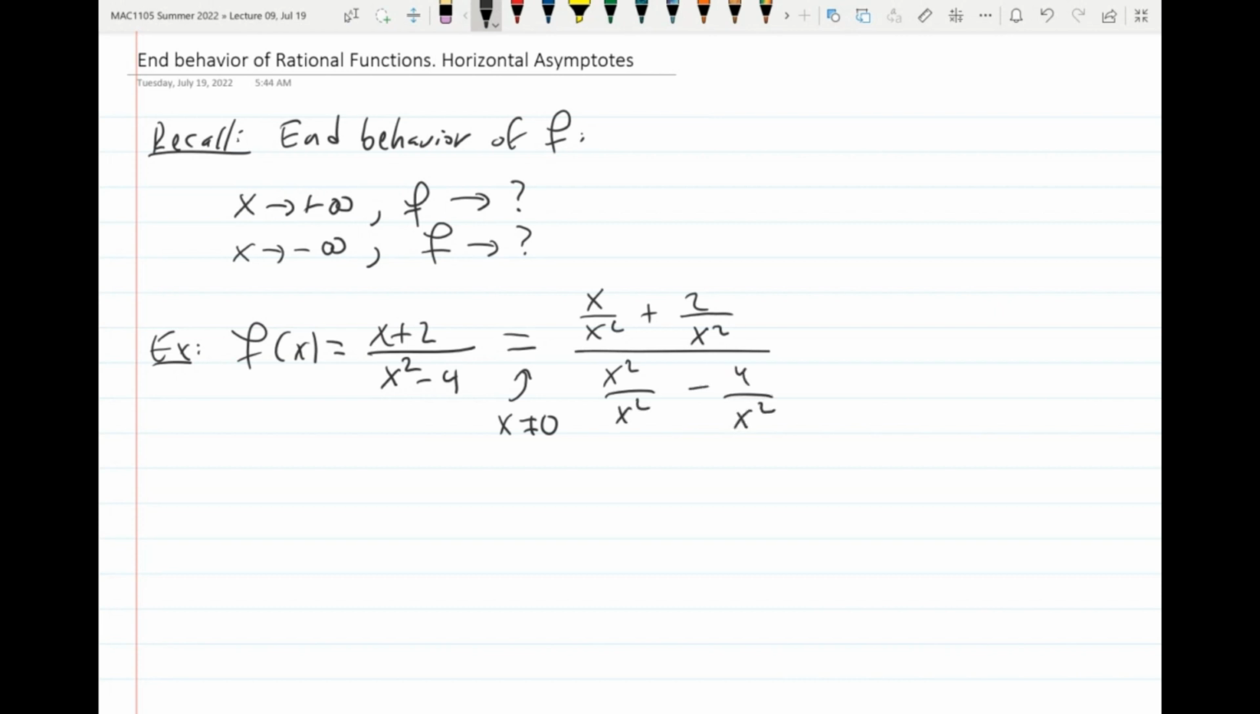so every single term, I divide this by x squared, which is the highest power that we see. And let's simplify. So we get 1 over x plus 2 over x squared divided by 1 minus 4 over x squared. So as long as x is different than 0, my function equals this function.